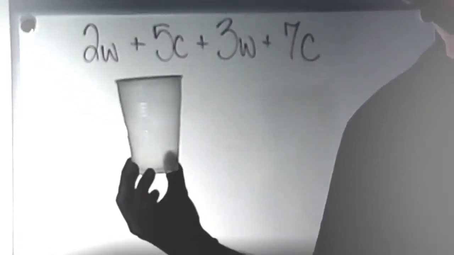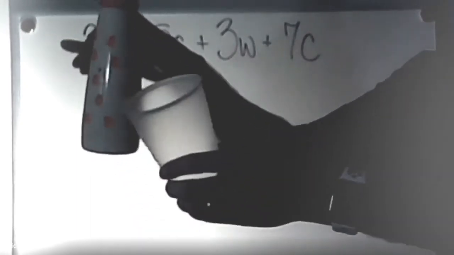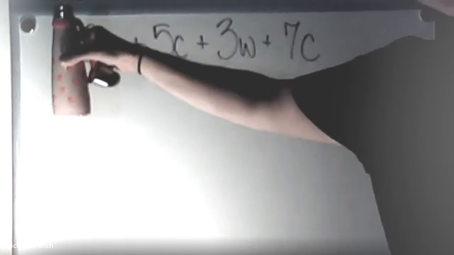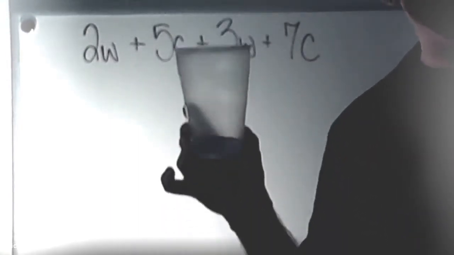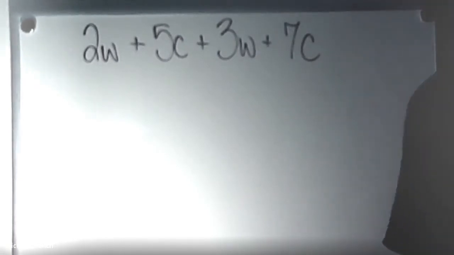This is a cup, and inside this cup I'm going to take my kitty cat thermos and pour some water in it. I'm going to pour twice into this cup. 1, 2. 2W is me pouring into the cup twice. You see it? Now, what could 5C mean?